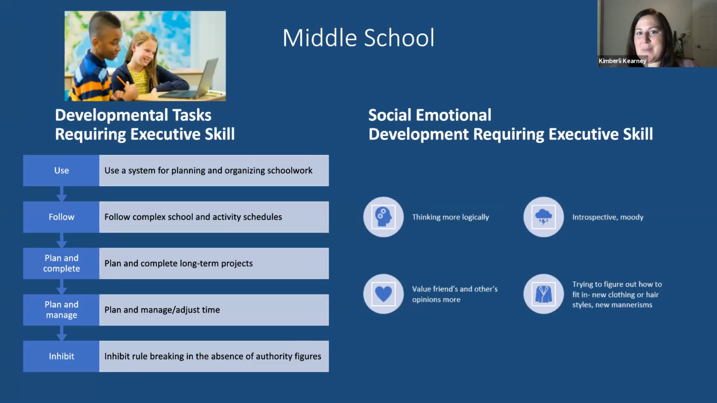I don't think anyone's going to be surprised by the social skill and social emotional development that we have listed here of middle schoolers. Thinking more logically, but also more introspective and moody. And that introspective starts to show us some of that metacognition, show us some of that, okay, this is what I'm thinking about. This is an understanding of what others are thinking about me, valuing friends and others' opinions more and more, and trying to figure out how to fit in with new clothing or hairstyles, new mannerisms. I'm sure everyone has memories of their own from their middle school days of a fashion risk you took to try to fit in, or something that you did to try to get in with your peers that maybe didn't feel super authentic to you. It's trying to figure out, where am I and how do I fit into this group or with my peers.